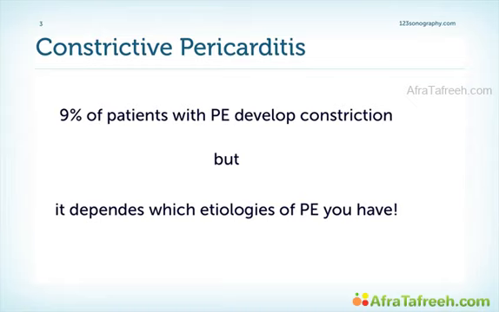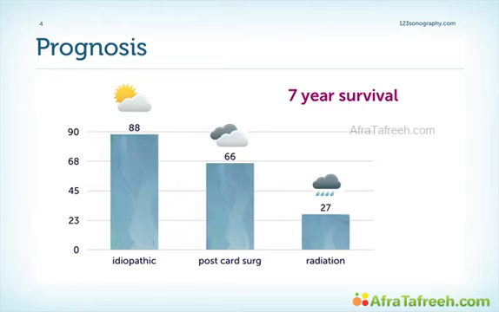Constriction occurs in approximately 9% of patients with pericardial effusion. But, as we already saw in previous chapters, it depends very much on which etiology of pericardial effusion you have. And not all patients will have a severe form of constriction, and some patients might only have a transient form. But if you do have pericardial constriction, prognosis is usually poor. But again, prognosis also depends on the etiology of constriction. It is much worse if you have radiation, as opposed to an idiopathic form, or if it occurs after cardiac surgery.